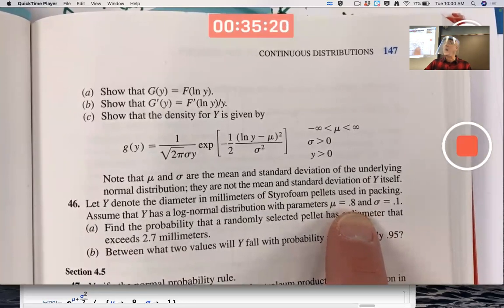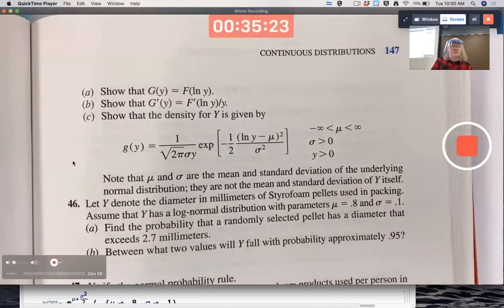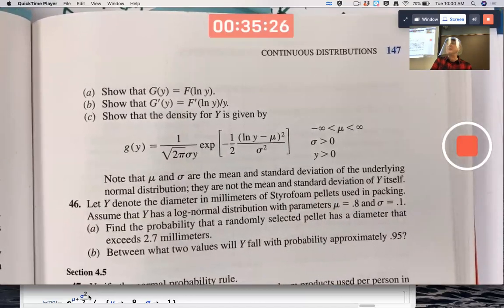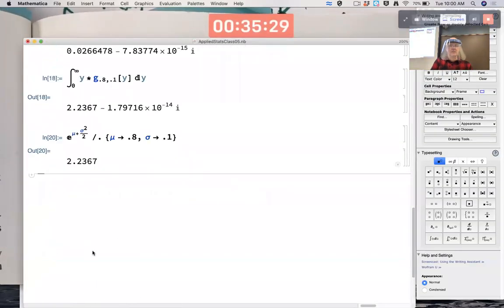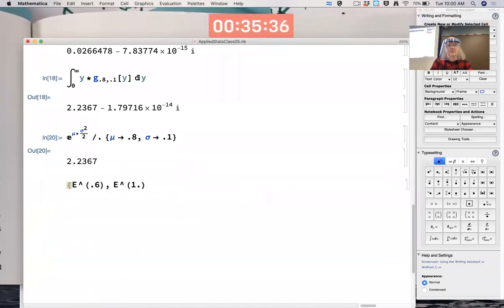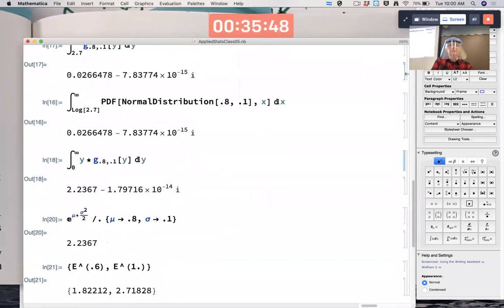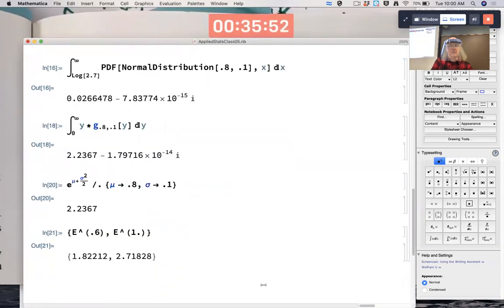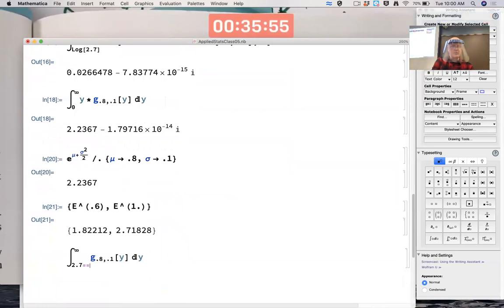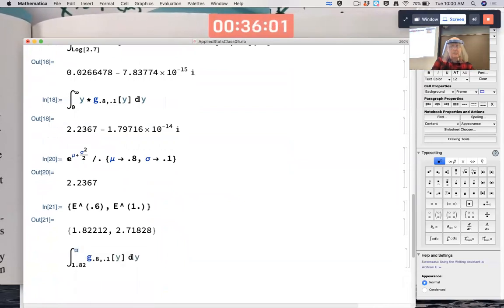So to find the corresponding values of y, just exponentiate those. The answer for part B should be between e to the 0.6 and e to the first. And e to the first is, of course, e. So you should have gotten about 1.82 and 2.72 for part B. Let's confirm it by integrating. So if I go from 1.82 to 2.72, it should be close to 0.95. Yeah.